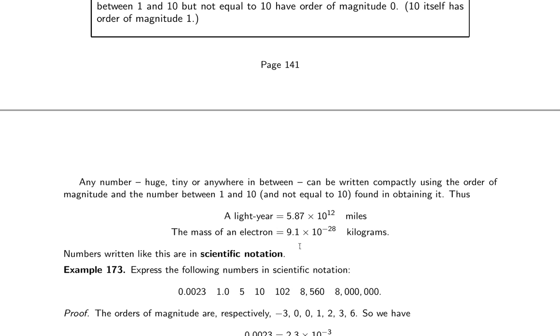So in, say, physics or chemistry, 1 light year. If you convert 1 light year into miles, it's approximately 5.87 times 10 to the 12 miles. So the distance light travels in 1 year is a big number. And if you write the mass of an electron in kilograms, then it's a very small number of kilograms, 9.1 times 10 to the negative 28.